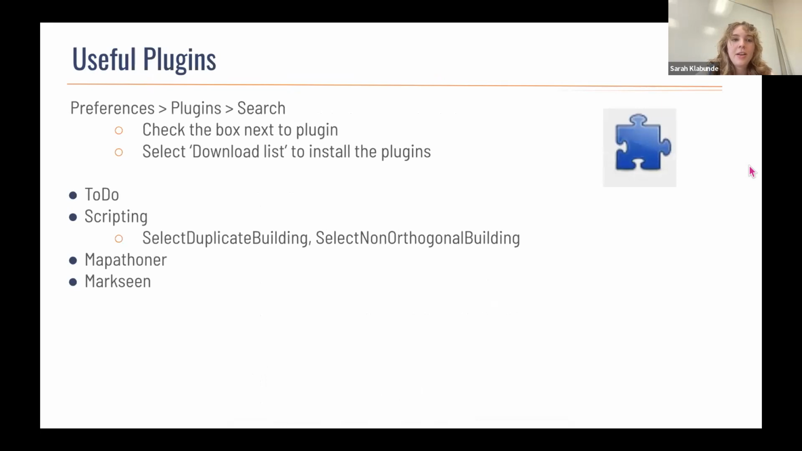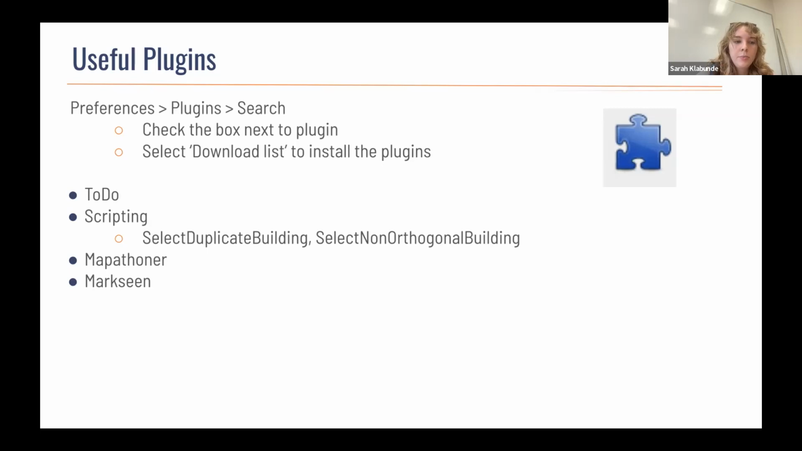Okay, so plugins are super helpful for validating because a lot of times you don't want to have to select each individual building or road and move it around manually. Just as a quick reminder, you can download plugins in the preferences window, and the little icon that looks like a puzzle piece is where you can download the new plugins.